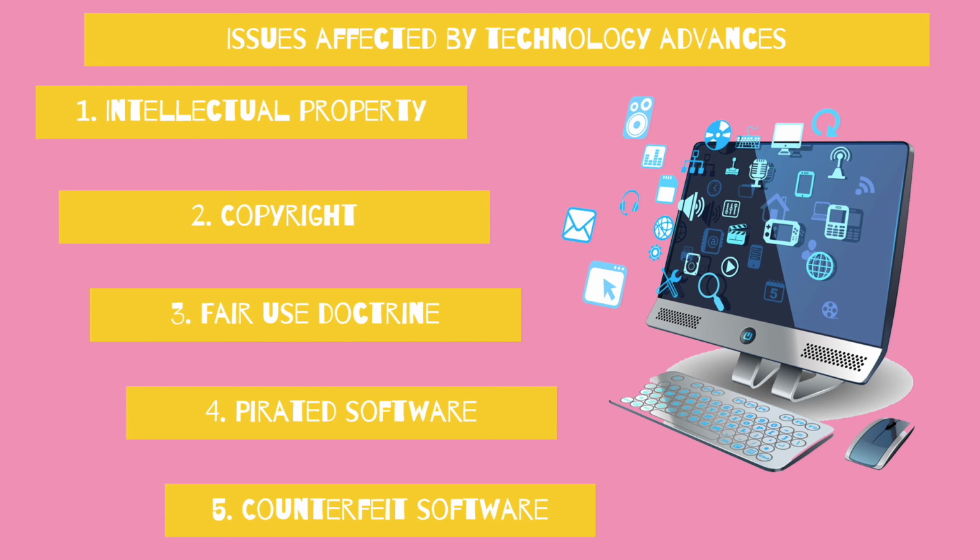The fourth one is pirated software, which is the unauthorized use, duplication, distribution, or sale of copyrighted software. And the last one is counterfeit software, which is software that is manufactured to look like the real thing and sold as such. And this is the end of this video.